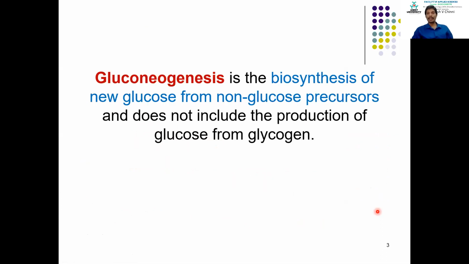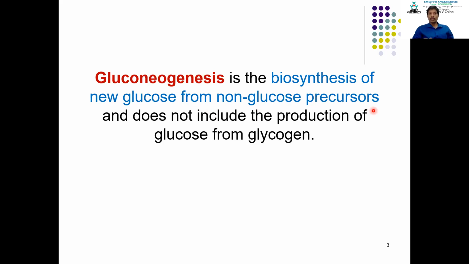So first of all, what is gluconeogenesis? It is a biosynthesis of new glucose from non-glucose precursors. Normally, when glucose is required for the cell, it usually takes it from polymers, like some kind of glycogen or starch, or disaccharides or polysaccharides.